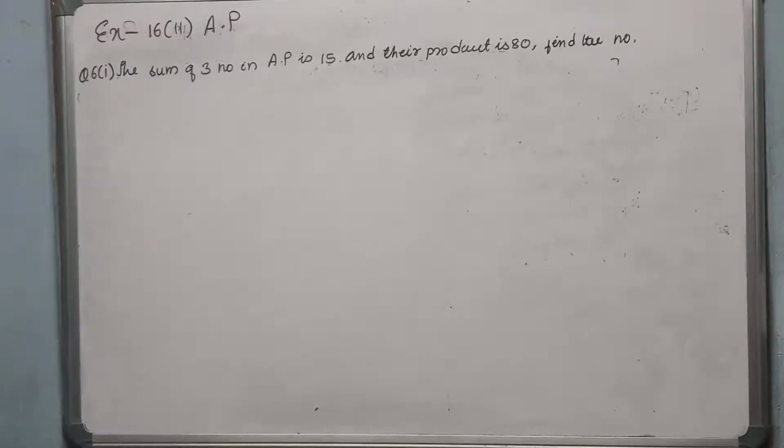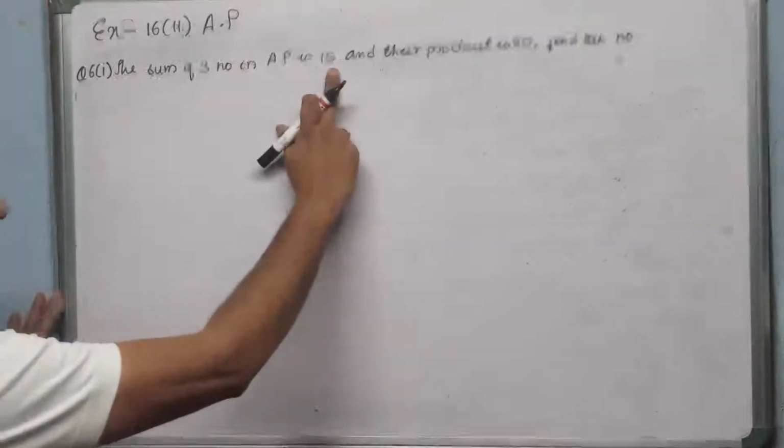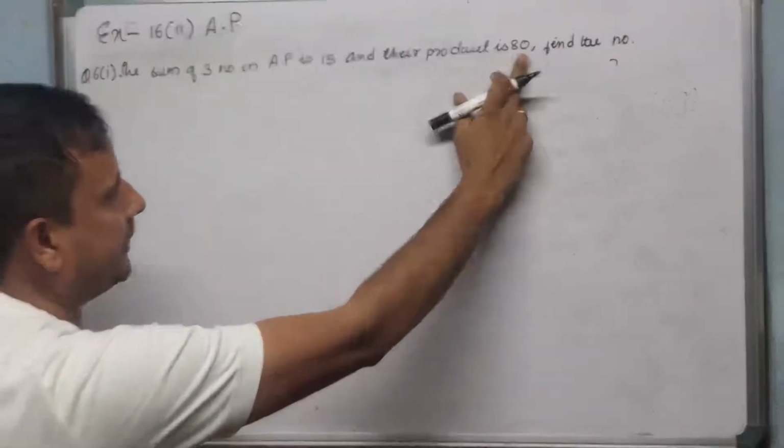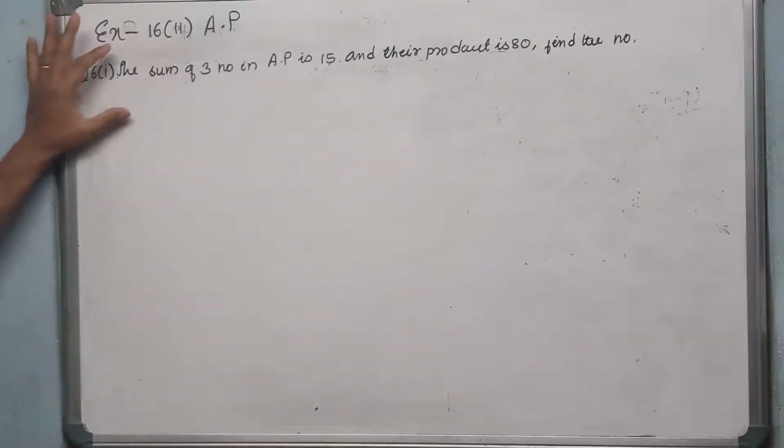Now next we'll discuss another very important question, important for your school examinations as well as for the boards. The sum of 3 numbers in AP is 15 and their product is 80. Find the numbers.